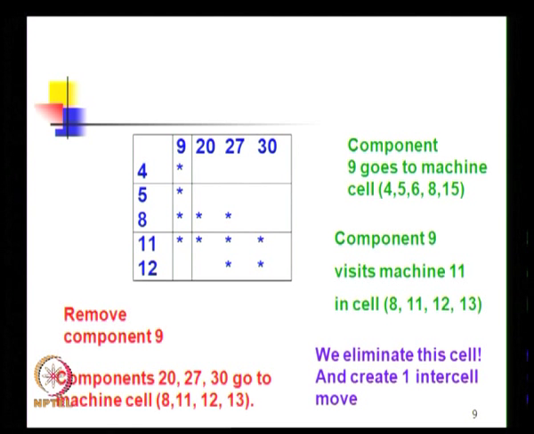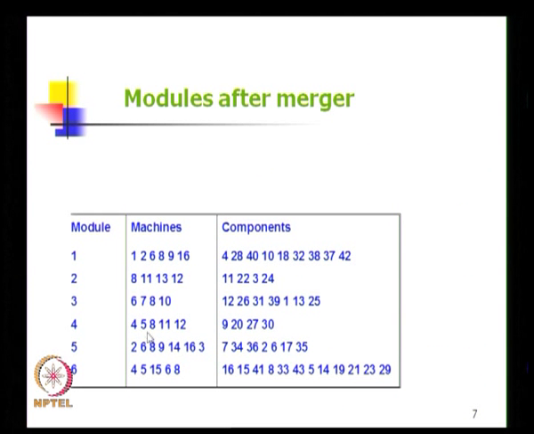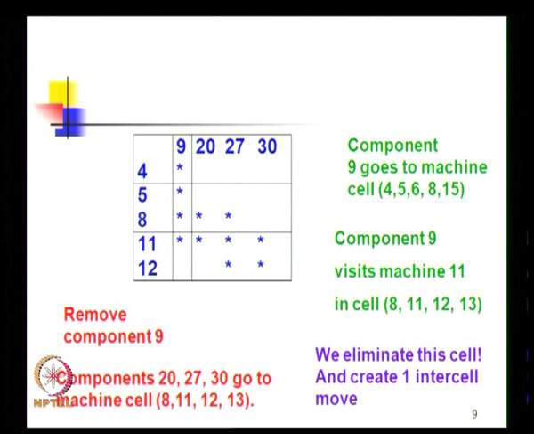Now, let us look at another module. There is a module with 4, 5, 8, 11, 12 and has 9, 20, 27 and 30. So, we once again create the small module incidence from the main matrix, and when we look at this module, we realize that component number 9 is the reason for the presence of machines 4 and 5. So, if we remove component number 9 from this, it is enough to have 8, 11 and 12 alone in this, and we can save 2 machines. The most interesting part is, if we remove component number 9, we can also remove machines 4, 5. We require only 8, 11 and 12 to make 20, 27 and 30.